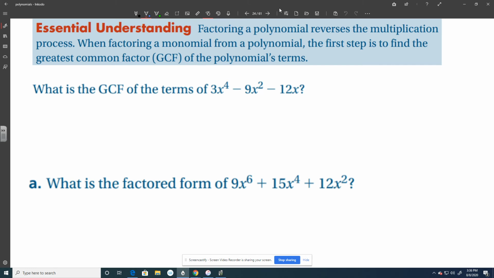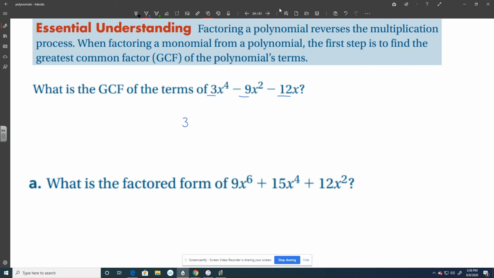So what I need to do is the first thing I look at is the numbers in front of everything. I've got a 3, a -9, and a -12. And what I'm looking for is the greatest common factor, or the biggest number that multiplies to 3, -9, and -12. And that biggest number is a 3.